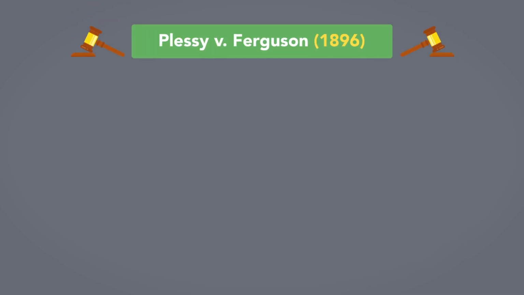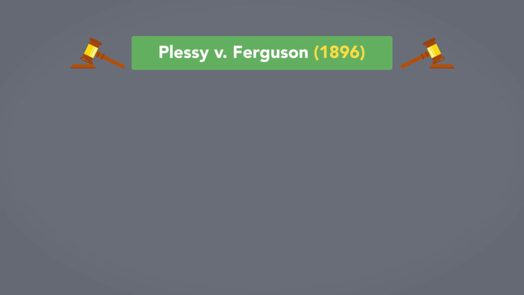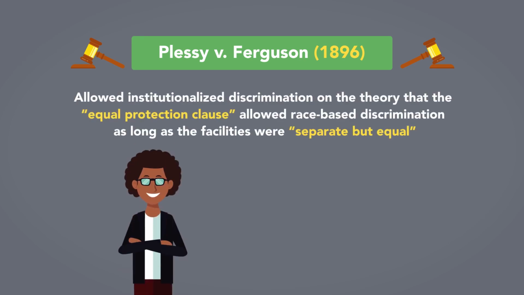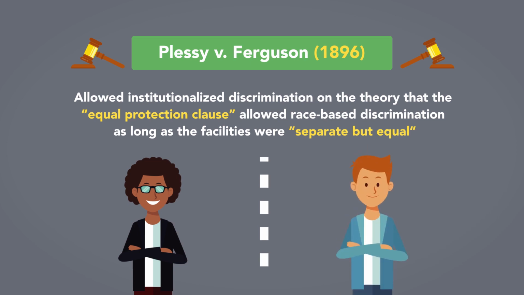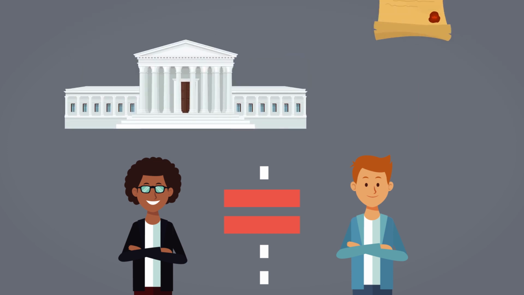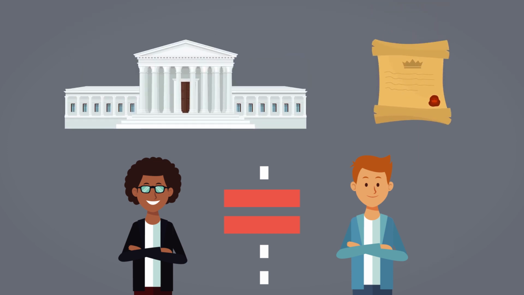An 1896 Supreme Court decision, Plessy v. Ferguson, allowed institutionalized discrimination on the theory that the Equal Protection Clause allowed race-based discrimination as long as the facilities were separate but equal. In practice, however, until a plethora of Supreme Court cases and federal laws stripped away the concept of separate but equal from the American legal system, separate was very much unequal.